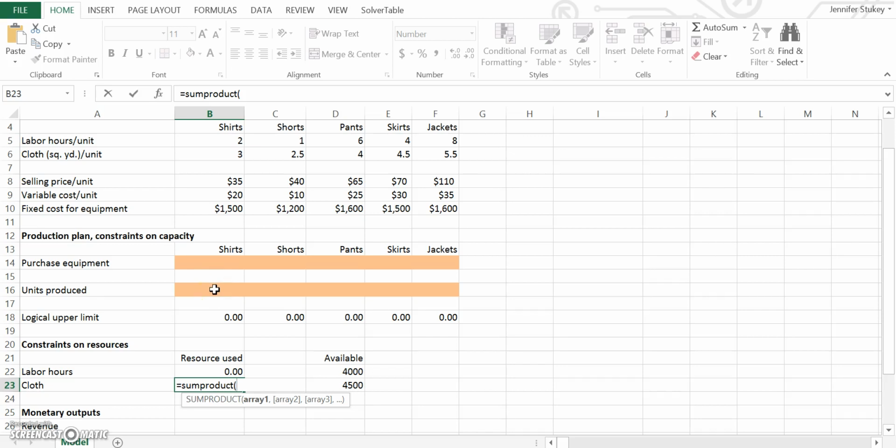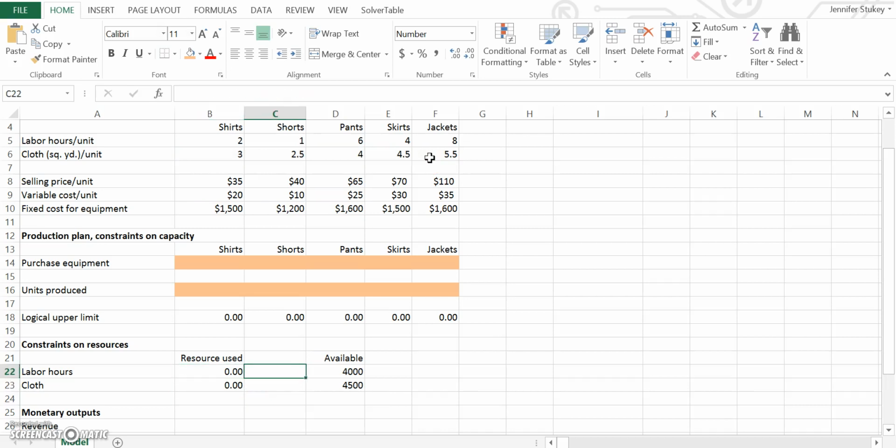All right, now we are going to grab our units produced, and again we're going to grab the cloth needed to produce each type of unit, okay? And these are going to have to be less than or equal to the amount that's actually available. There we go. All right.